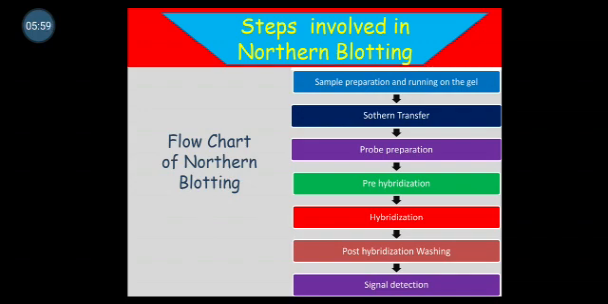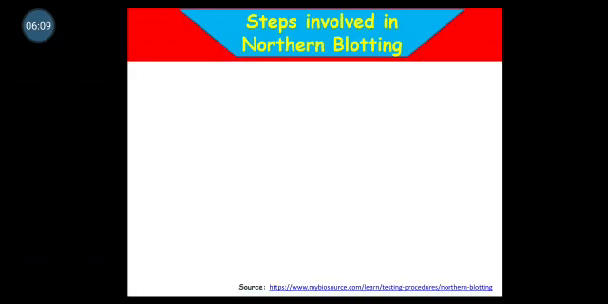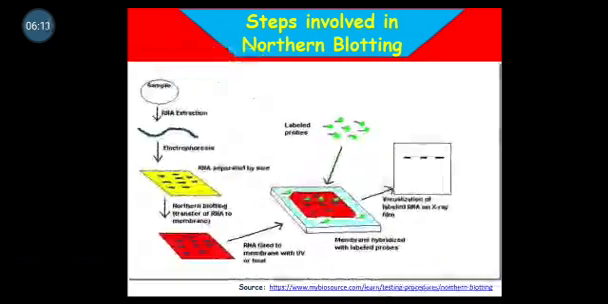Then Northern transfer, then probe preparation, then pre-hybridization, which is followed by hybridization, post-hybridization washing, and at the end, signal detection is there. So this is the diagrammatic representation of how Northern blotting proceeds.